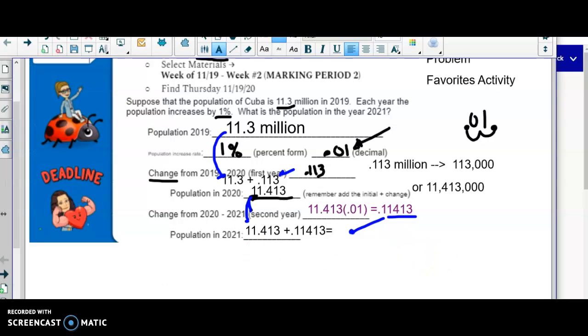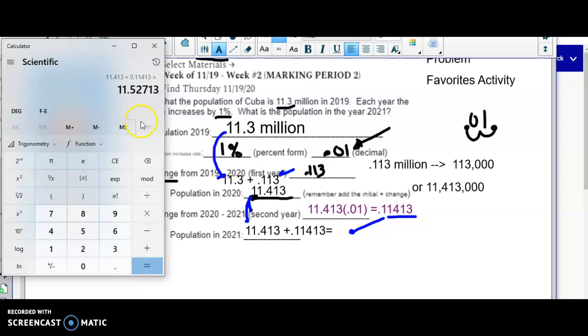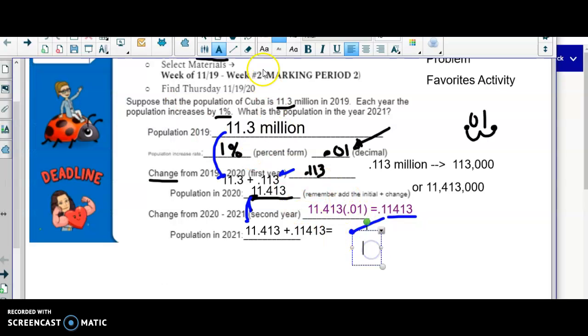Let's make sure we're in the right spot. 11.52713. So let's type that in.